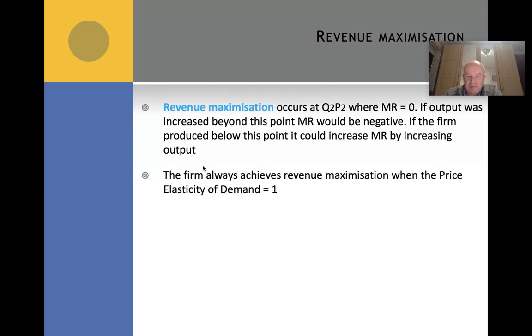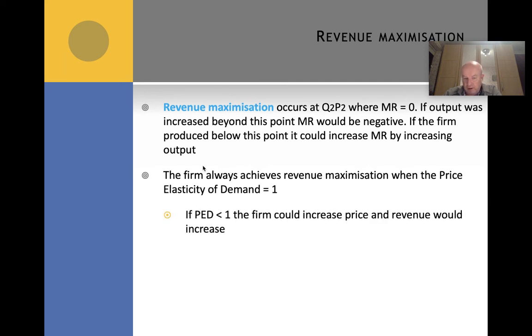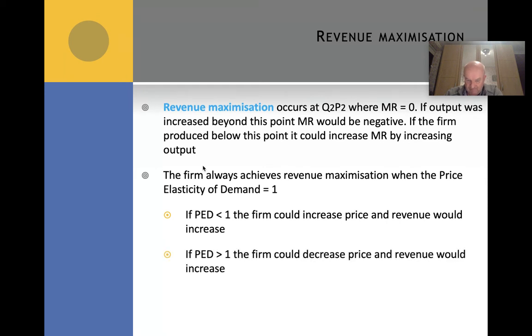Any firm achieving revenue maximization is clearly going to carry on doing that until the point at which the price elasticity of demand is 1. If PED was greater than 1, then the firm could decrease price and revenue would increase. If it were below 1, we could increase price and then revenue would increase too.